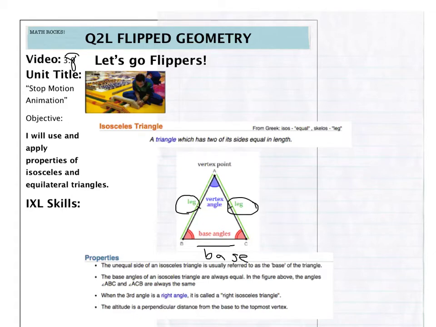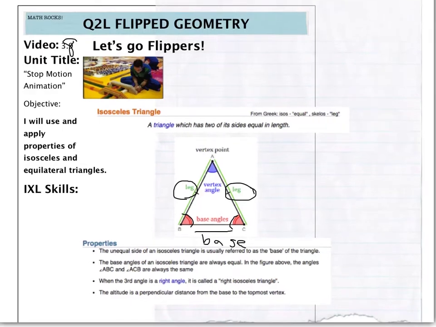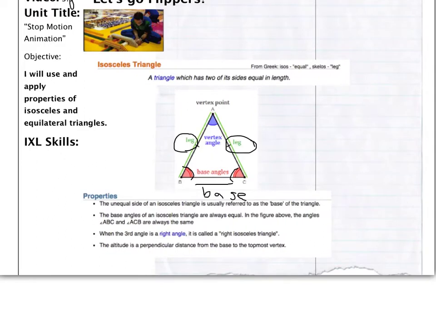The top angle is called the vertex angle, so this is the angle between the two legs. And the bottom two angles are called base angles because they connect to the base. This is important so you know how to distinguish it from other triangles. You should take a moment to write down these properties. We'll be going over the important ones in a second on the next slide.